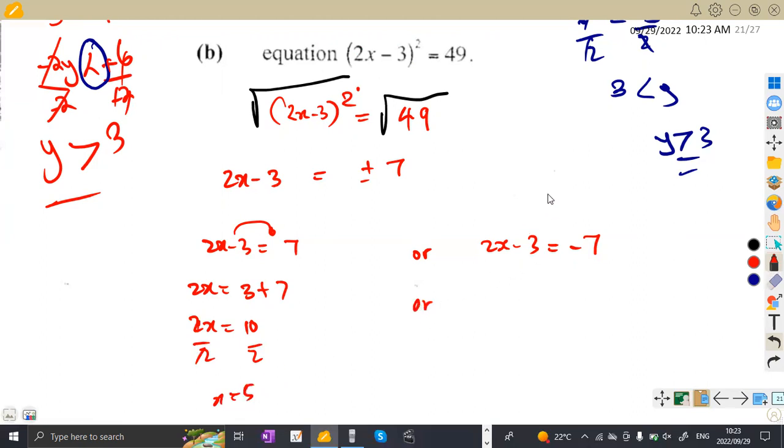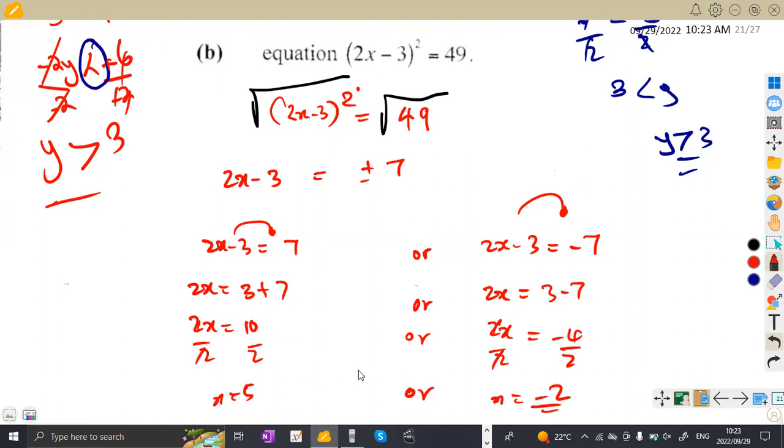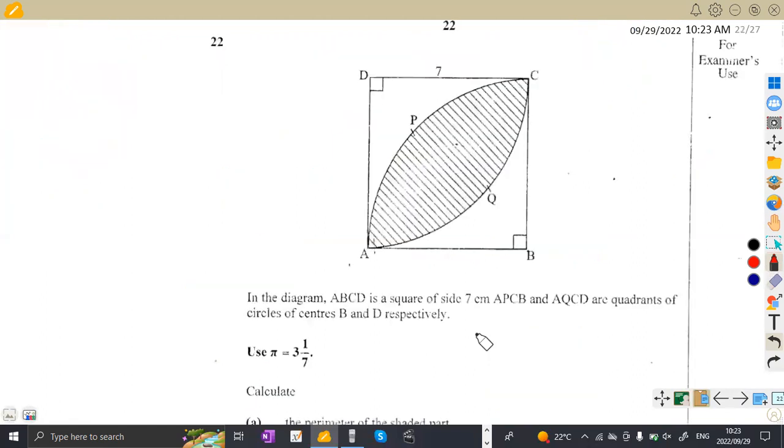Or on this side, we can transpose the minus 3 to this side, and it's going to be 2x is 3 minus 7. So 2x is equivalent to 3 minus 7, that's negative 4, divided by 2 on both sides. That means our x is going to be negative 2. So these are the actual values, x being 5 or x being negative 2, just like that. So that was the idea of the question.